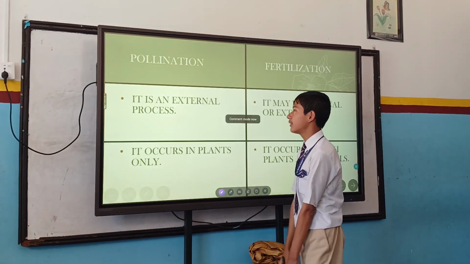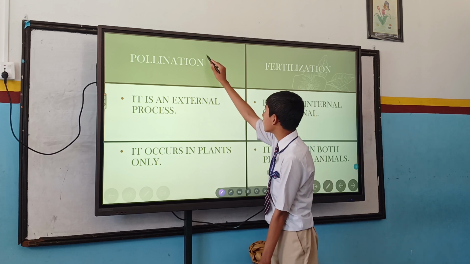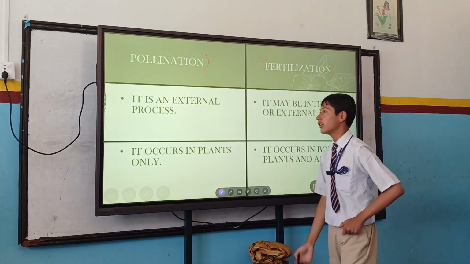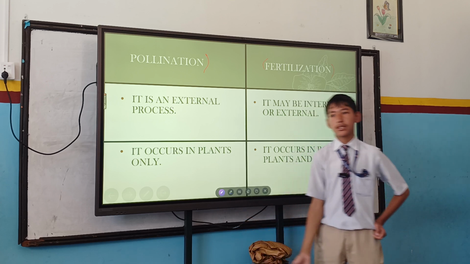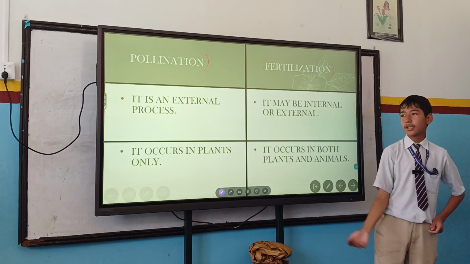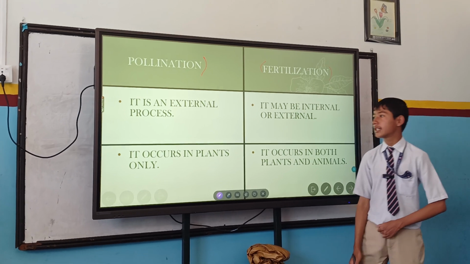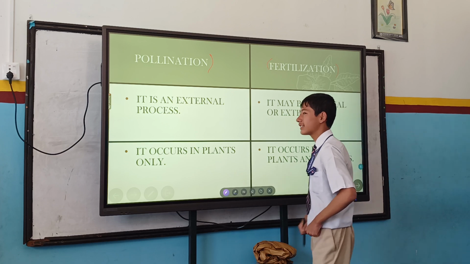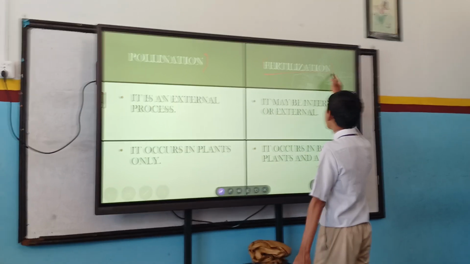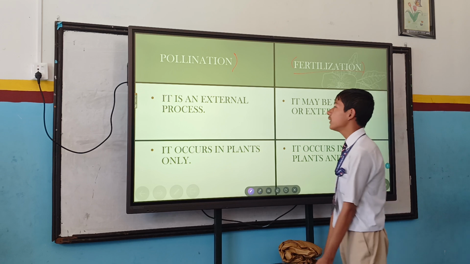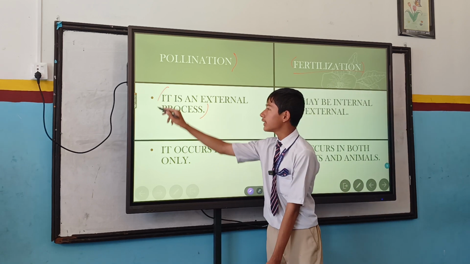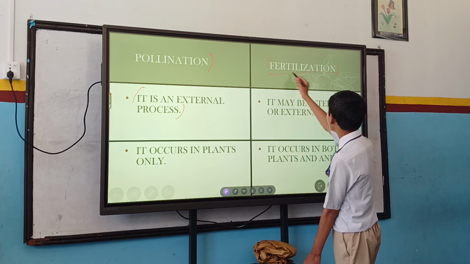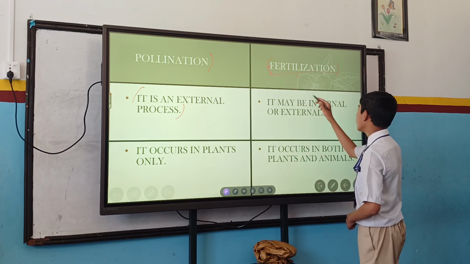So the next distinguish between is about pollination and fertilization. So we are going to read about it. Pollination, we all know, is the process where pollen from the anther of the plant is transferred to its stigma. And the next point is about fertilization. Pollination is an external process. It is not internal; it is done outside of the plant. And fertilization might be internal or external.